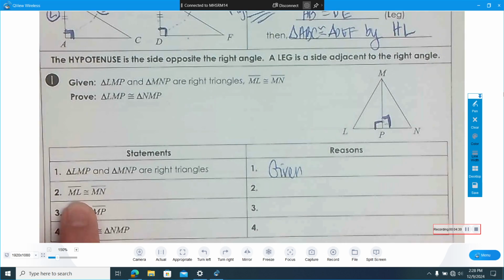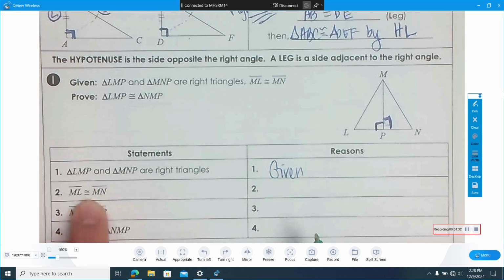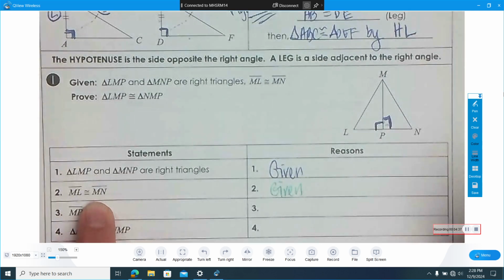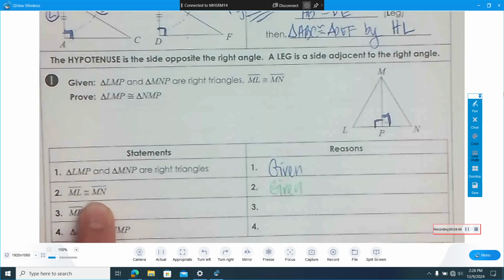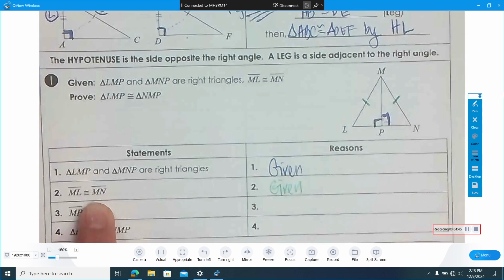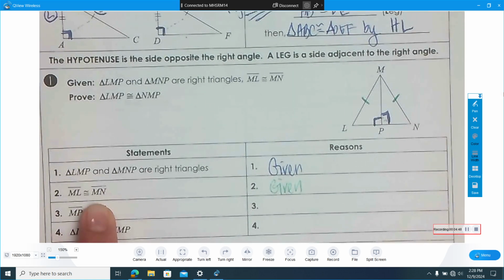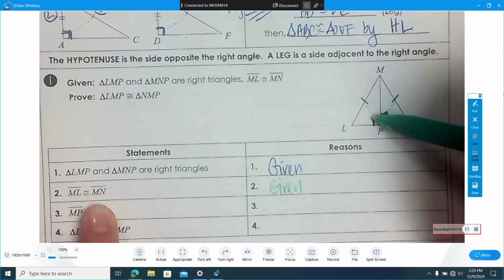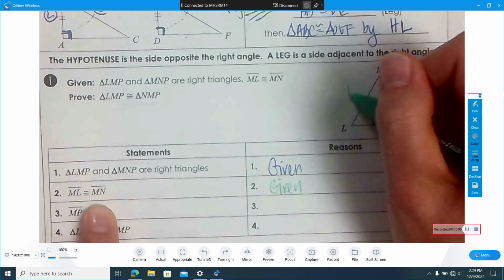Then they tell us that segment ML is congruent to segment MN, given as well. What should we do with that information? Mark it. All right, so ML is congruent to MN. So that's a pair of congruent sides. Does that have a special name? We have been using sides. That's not incorrect, but it has an even more specific name. Ah, yeah, it's opposite those right angles. So that is a pair of hypotenuses.